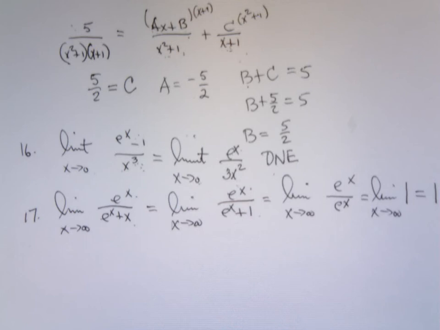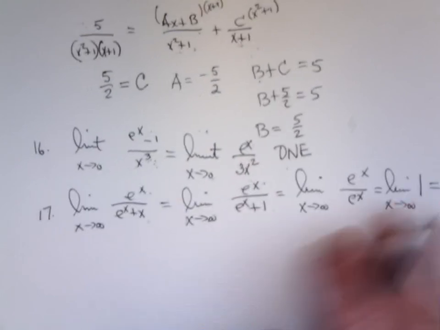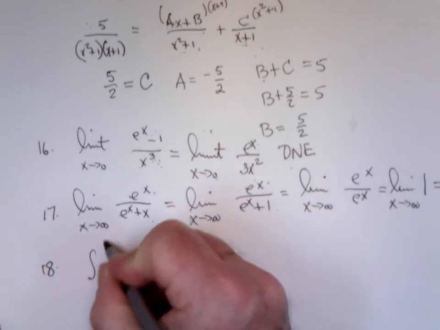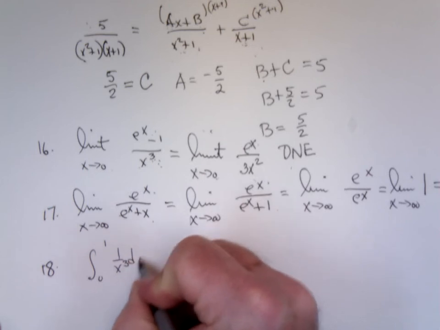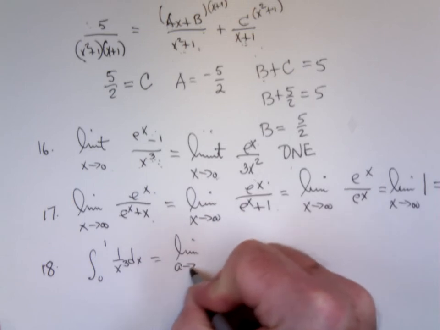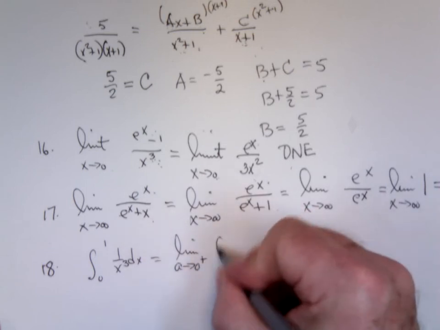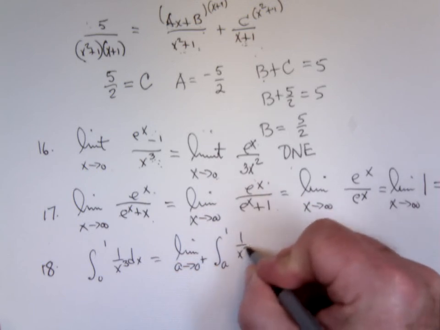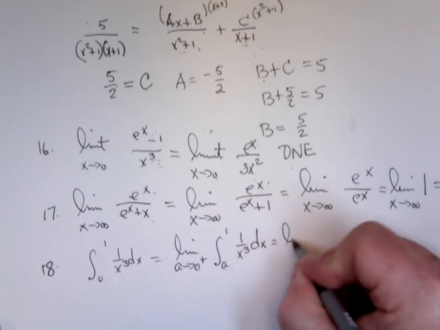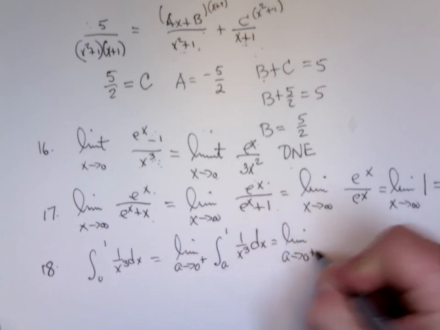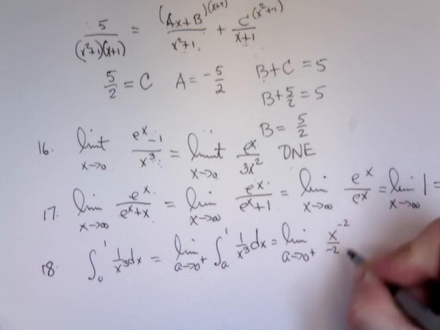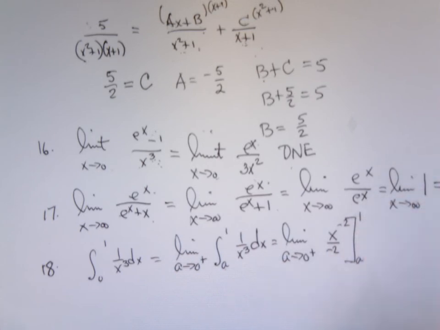Number 18. Now we've got improper integrals. Let's do them. The integral from 0 to 1 of 1 over x cubed. What makes this improper is the 0 here. What we'll do is take the limit as a goes to 0 from the right of the integral from a to 1 of 1 over x cubed dx. It's the 0 that makes it improper. So take the limit as a goes to 0. It's x to the negative third. Add 1 and divide. Is that negative 2? Yes, it is.